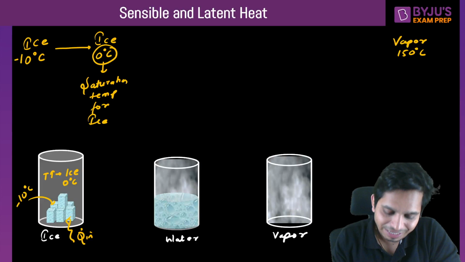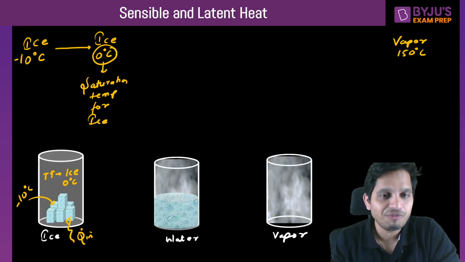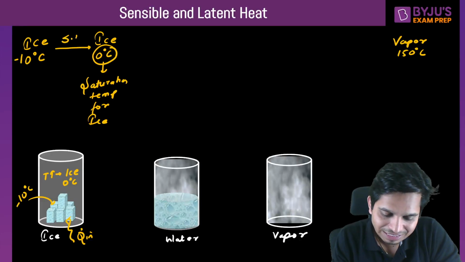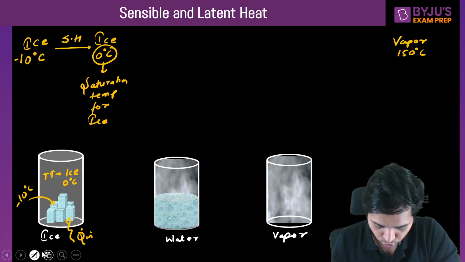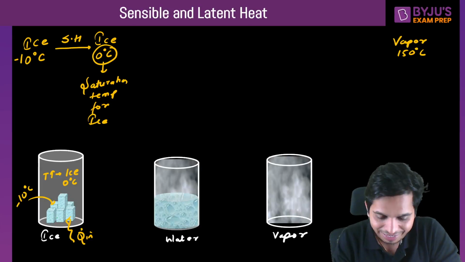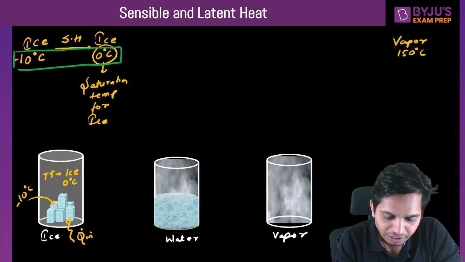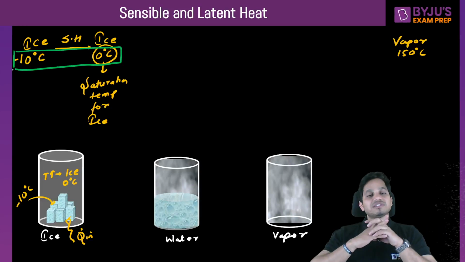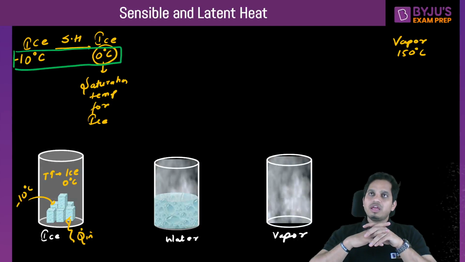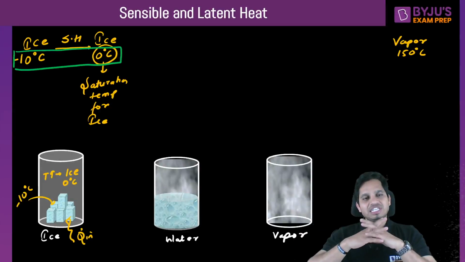Now the heat that we have given here is called sensible heat. Why? Because you see there is a temperature change from minus 10 to 0 degrees Celsius.